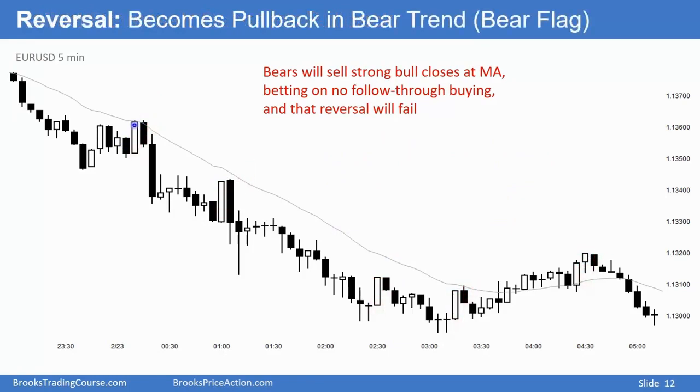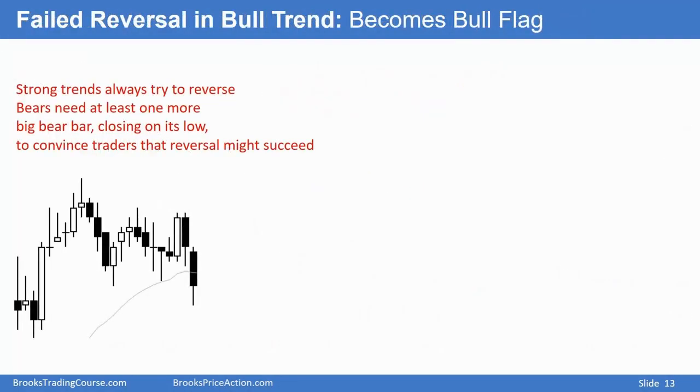Other bears, instead of selling strong bull closes, wait for reversals down. We have a bear trend, leg 1, pullback, leg 2, bear bar closing on its low. They'll sell below the low of that bar, stop up here. They'll sell below the low of this bar, stop up here. Bulls tried to reverse up, bears resume down, so they'll sell below the bull bar or below the bear bar. Some traders prefer stop entries, selling below bars once the reversal attempt up fails.